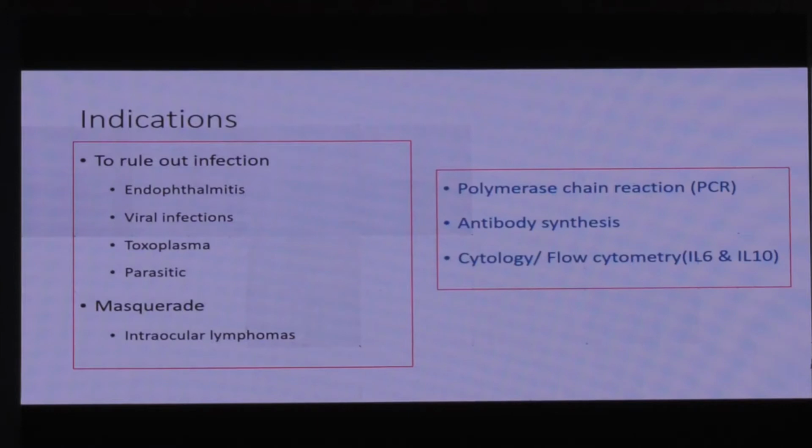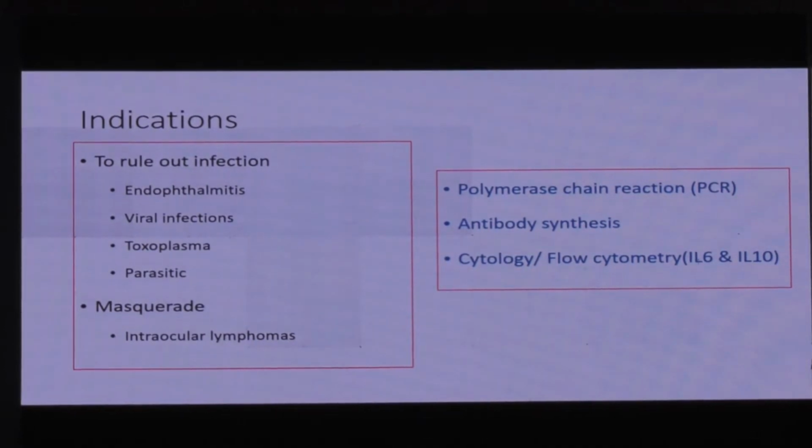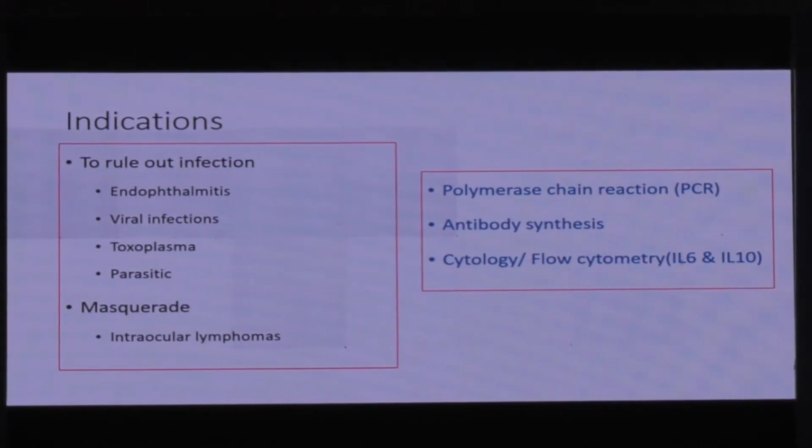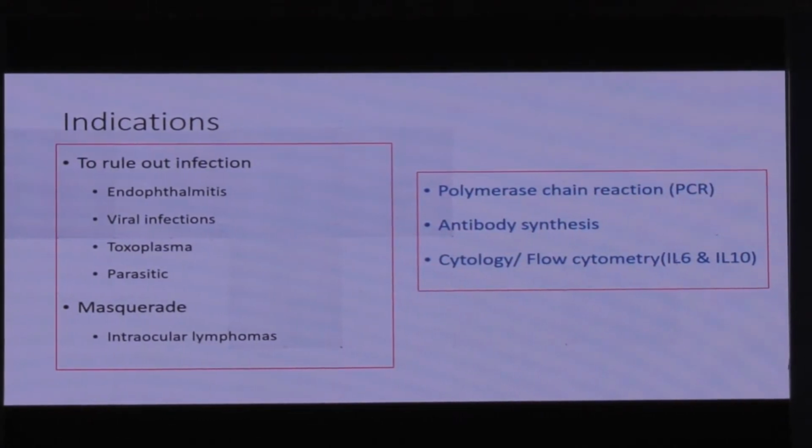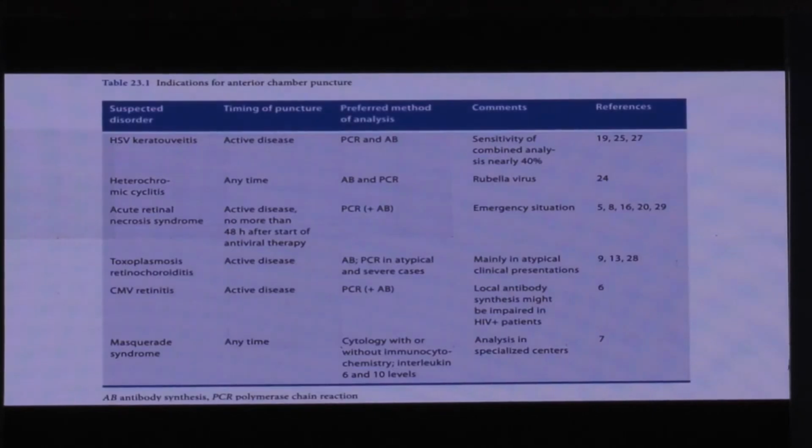So these are the tests which we do from the fluid which we obtain, and the most common test which we normally do is the PCR. Along with this, we also can look at the antibody synthesis, what we call the Goldmann-Witmer coefficient, and this is quite useful in patients if you're dealing with conditions like toxoplasma and rubella, where we look at the antibody levels in the aqueous as well as in the blood. And the third thing is cytology to rule out masquerades, and flow cytometry, where we look at the interleukin levels. This is mainly for intraocular lymphoma.